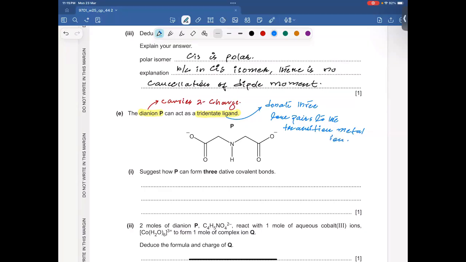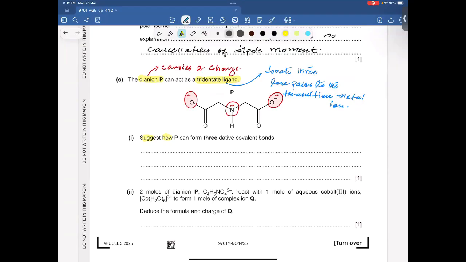Okay, so this one is the first lone pair. All right, this one is the second lone pair, and this one is the third lone pair, which is why it is a tridentate ligand.